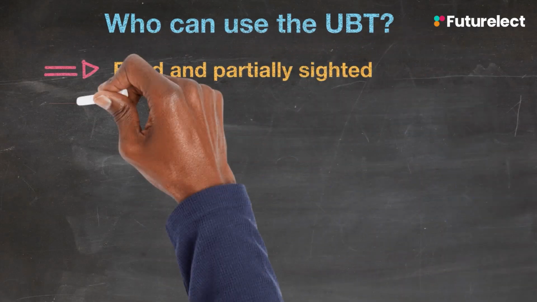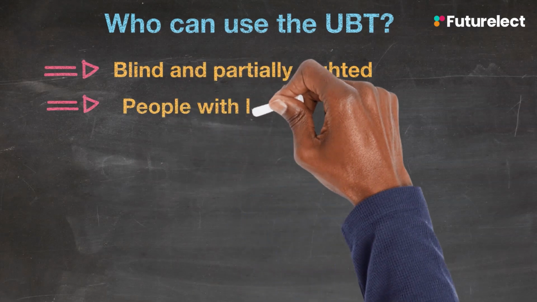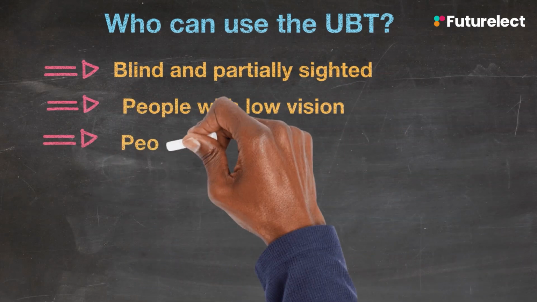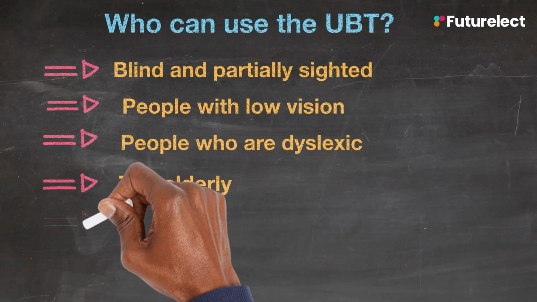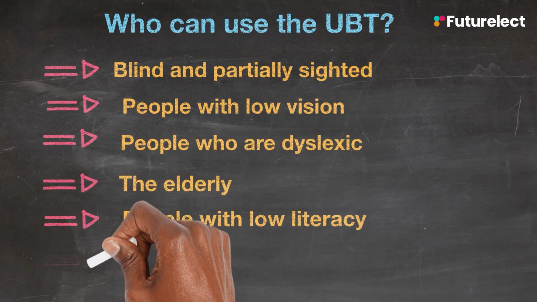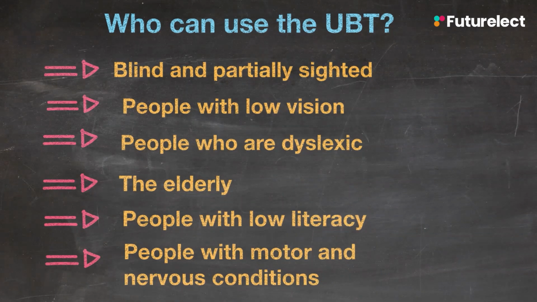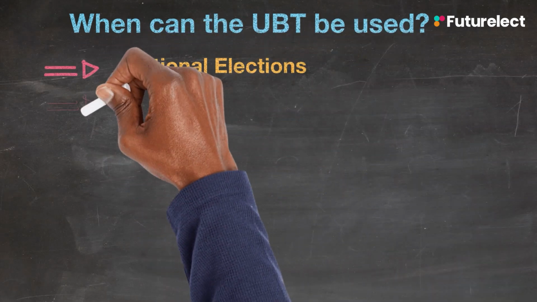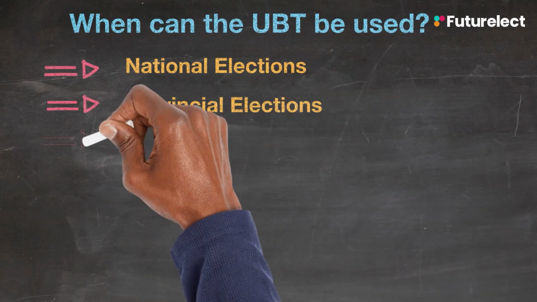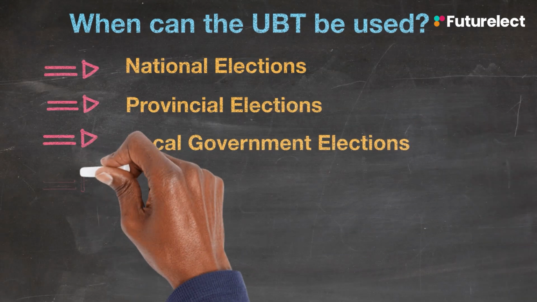Who can use it? It can be used by blind and partially sighted people, people with low vision, people who are dyslexic, the elderly, people with low literacy, and people with motor and nervous conditions that do not allow a steady hand. When can it be used? It can be used in the national and provincial elections, as well as in the local government elections and in by-elections.